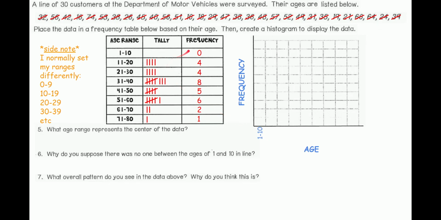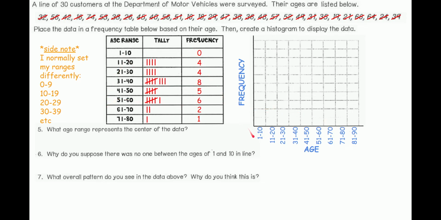So our age range, our first age range, and notice it's not going to be on the line. It's going to be between this whole area. So this whole area is between 1 and 10. And then our next one is going to be 11 to 20. Our next one is 21 to 30, 31 to 40, 41 to 50, 51 to 60, 61 to 70, 71 to 80. And then there's not an 81 to 90, but why not?